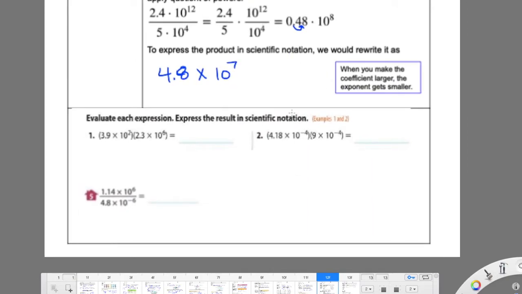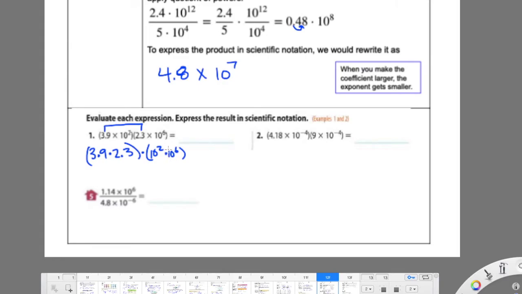So evaluate each expression. Express the result in scientific notation. All right, so down here we have our constants. We have 3.9 times 2.3. So I've separated those out. And then I'm also going to separate out the 10. So we have 10 to the 2nd power times 10 to the 6th power. So I've grouped my like terms. Here are my coefficients. Here are my powers of 10.